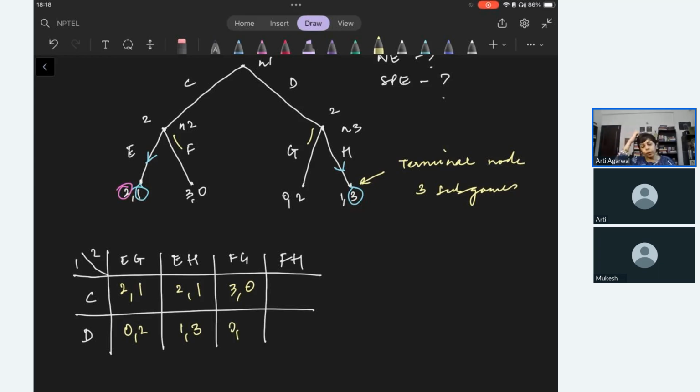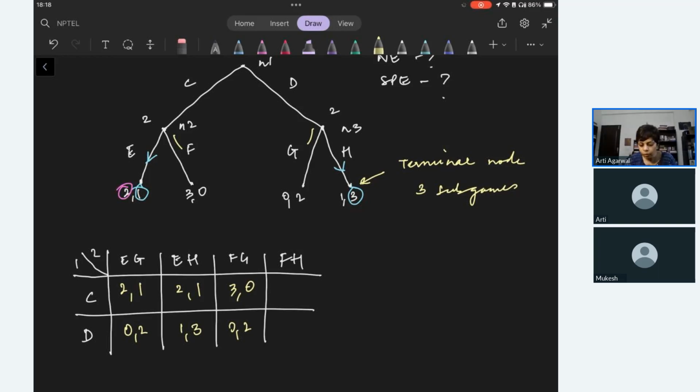Is this clear, how we are getting the game table? I just want to stop here to make sure we understand why we are writing the strategies in this way and why the game table is the way it is written. How we are writing the extensive form into the normal form.